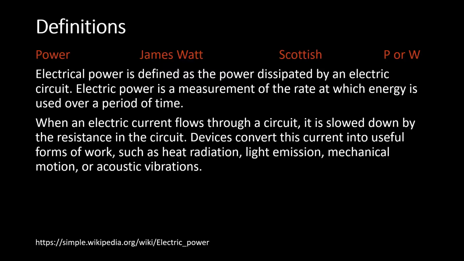Power is what we normally hear of or talk about in watts, and that was defined by James Watt. And electrical power is the power dissipated by an electric circuit. Electric power is a measurement of the rate at which the energy is used over a period of time. So power and current are very closely related.